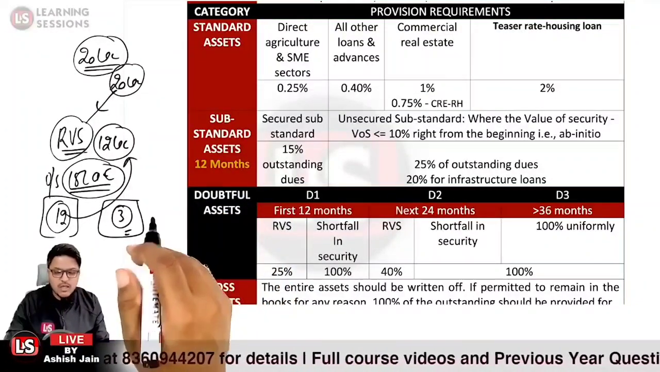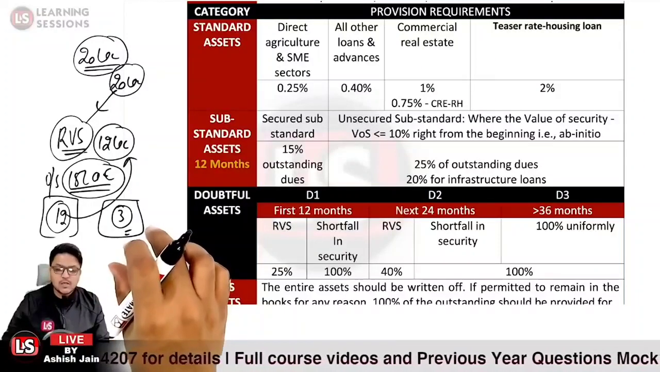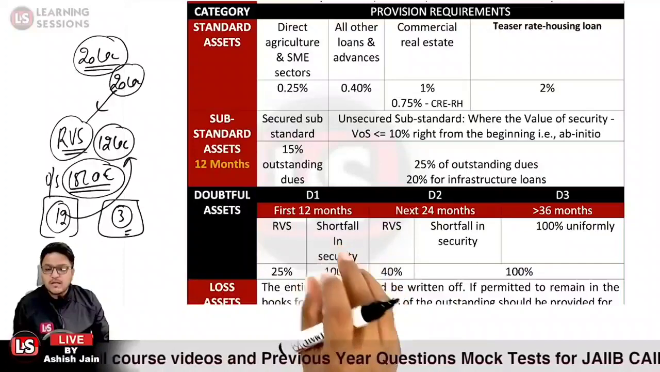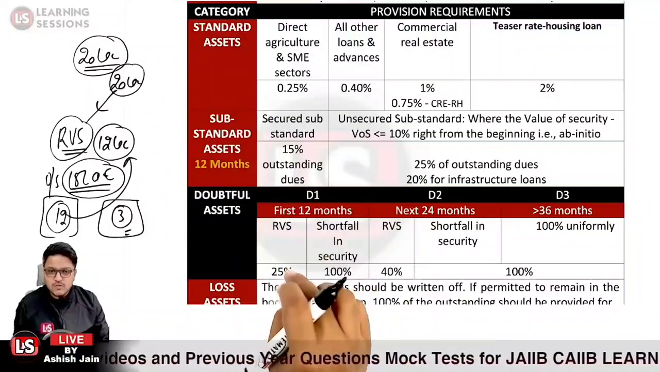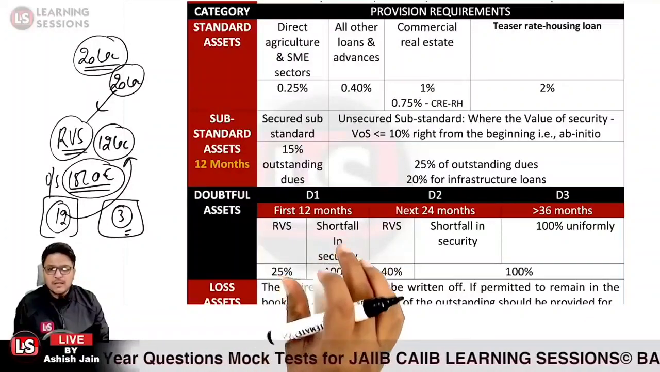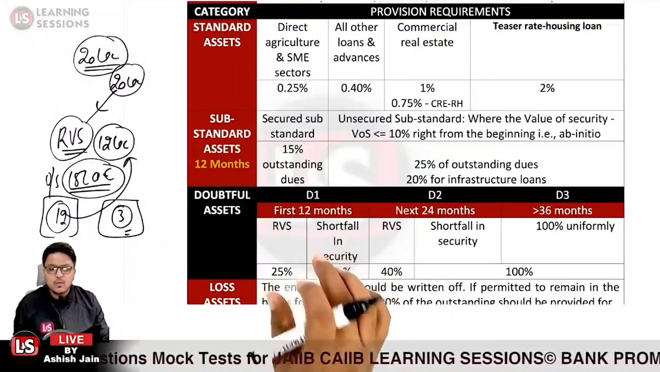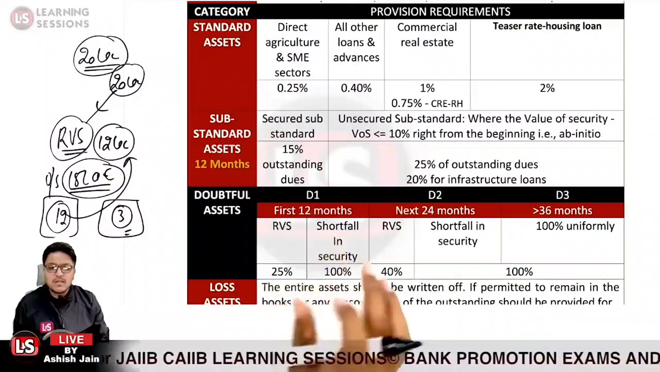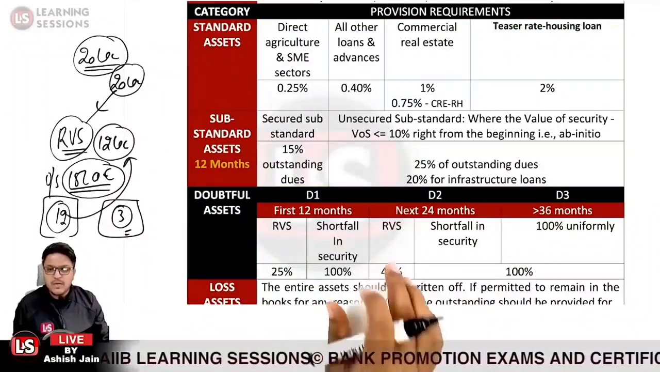There is a shortfall of security, and in that particular case it is said to be an unsecured loan. So for the secured part under D1, 25% of the provision is to be created, and further for the unsecured part under the doubtful category, whether it is related to D1, D2, D3, the provision is to be created at 100% uniformly.